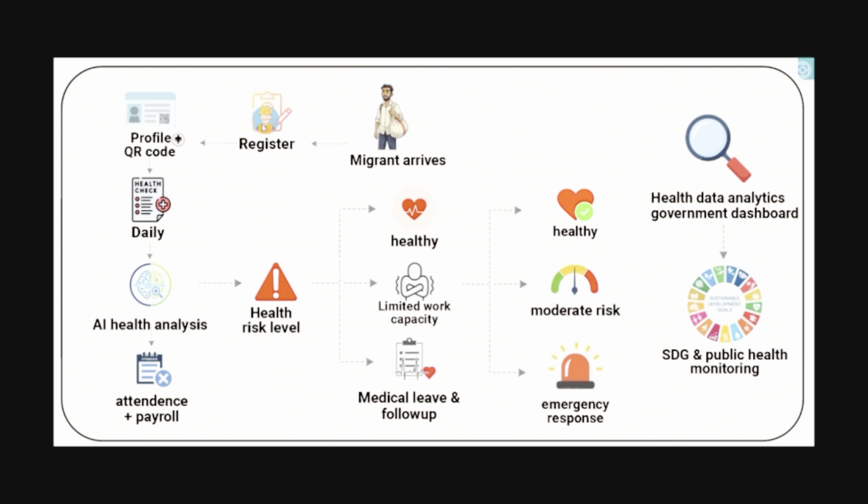Migrant workers register via mobile app or QR code, creating secure digital health profiles with unique IDs. Officers such as site managers, supervisors, NGOs, and healthcare workers record daily health data of these migrant workers. AI analyzes risk levels: green for healthy workers, orange for moderate risk and adjusted work capacity, red for high risk cases triggering immediate medical intervention.